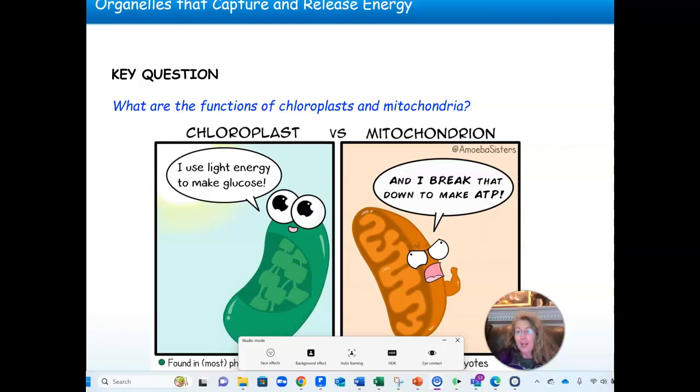Well, it is true that animal cells do not have chloroplasts, but plant cells do have mitochondria. Plant cells need to use energy and make energy just like all the other cells that are alive. And so plant cells have to have mitochondria and they have to use ATP. So animal cells do not have chloroplasts, but plant cells do have mitochondria.